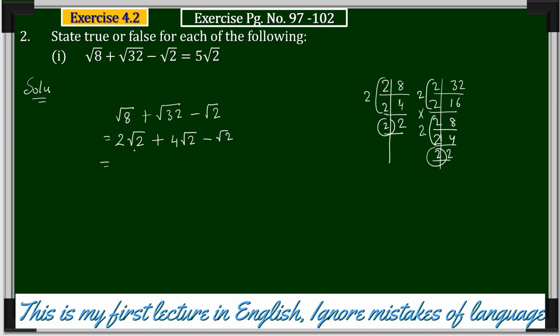All the terms have the same square root 2. So add the parts which are multiplied with root 2, meaning 2, 4, and here is 1. Okay, 2 plus 4, 6, minus 1, that is 5 root 2. This is given in the RHS, so this statement is true. Okay, so you can solve it like this.